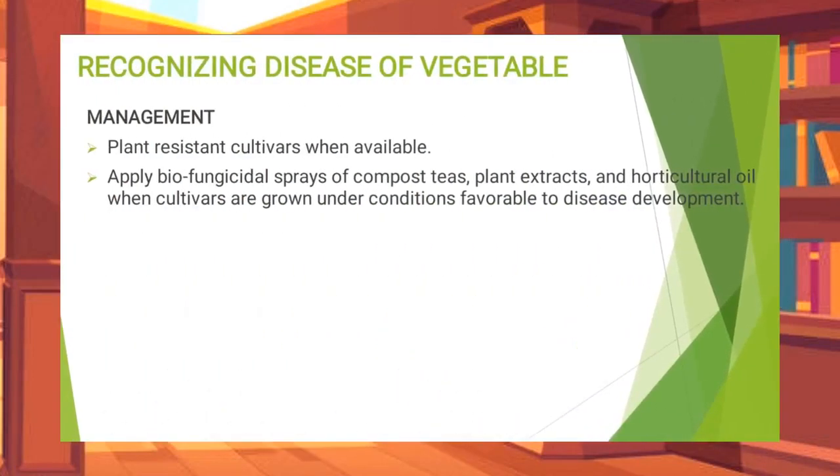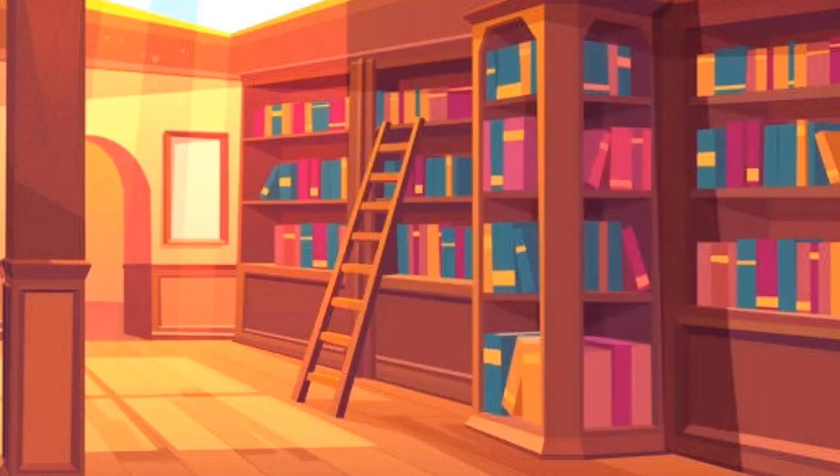So, management, plant-resistant cultivars when available. So, same na siya manage nung sa uban nga. Magkano siya resistant cultivar. So, napod siya another dire. Apply fungicidal sprays of composts, so plant extracts and horticultural oil when cultivars are grown under conditions favorable to disease development. So para sa gipahimo ni ma'am na to.